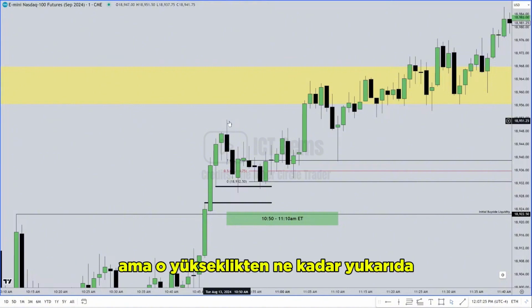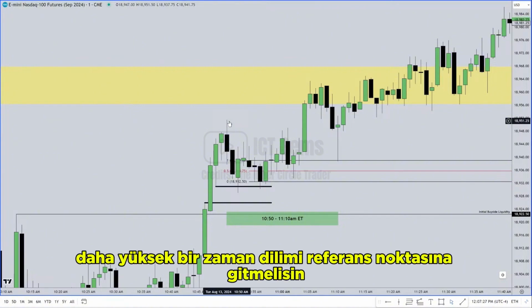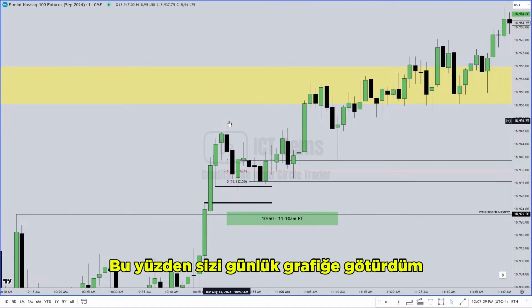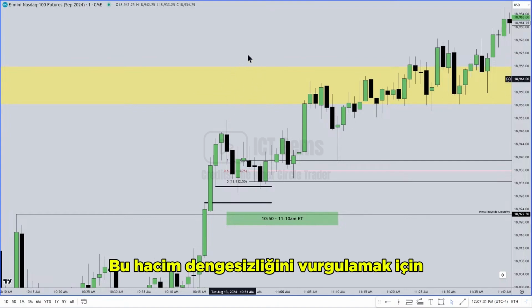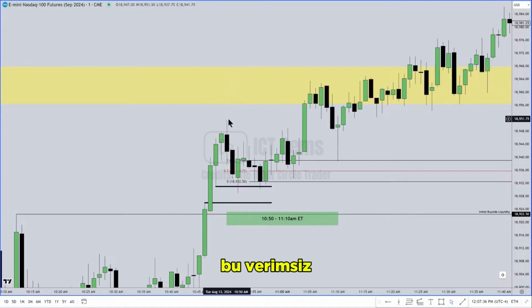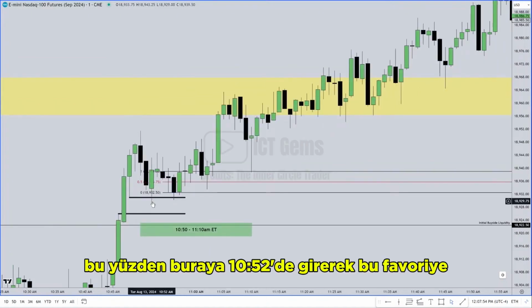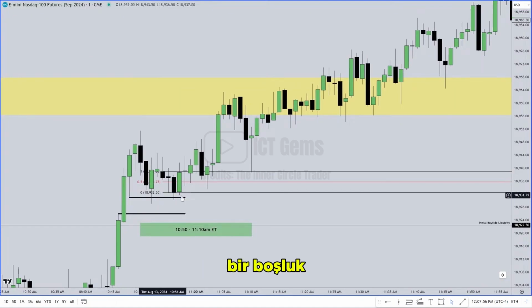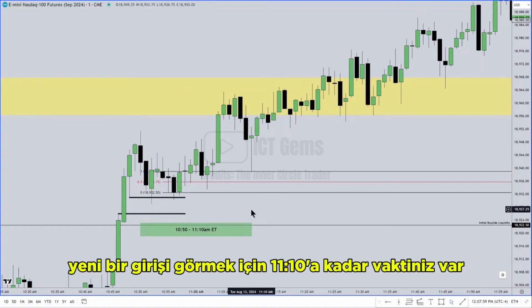But how far above that high can it go? You got to go to a higher time frame reference point, which is why I took you to the daily chart to highlight this volume imbalance. It was the easiest, obvious level above this high that's inefficient. So from entering here at 10:52 into this fair value gap, you have all the way up to 11:10 to see any new entry.